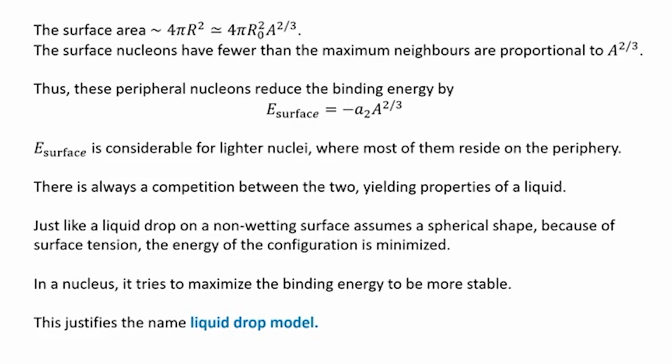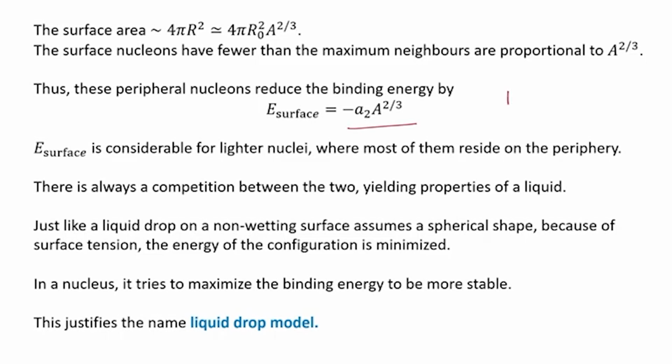We can take the surface to be 4 pi R squared, where capital R is the radius of the nucleus, which we can write as r naught squared into A to the power 2/3, where r naught is a constant. As opposed to A in the volume term, the surface term involves A to the power 2 by 3. So these peripheral nucleons, which are on the surface, reduce the binding energy by this amount, which is A2 into A to the power 2 by 3.